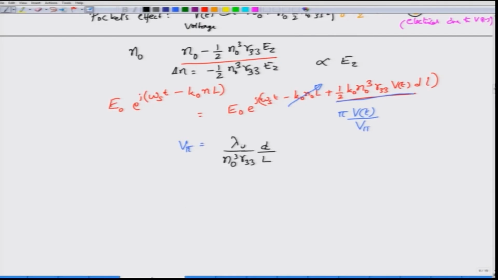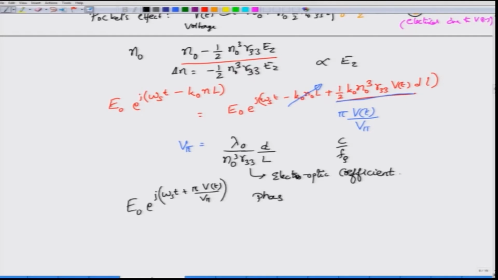Lambda 0, actually lambda 0 is the free space wavelength. Free space wavelength is given by C by f0 or f, whatever the frequency that we have applied. So, our frequency was fs, and R33 is called as the electro-optic coefficient. Okay. So, this V pi is called as the half wave voltage because your output, which is now written as e power j omega st plus pi V of t by V pi, right. This is now a phase modulated wave, correct.